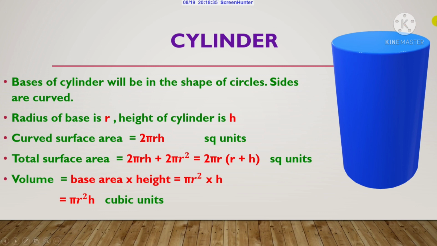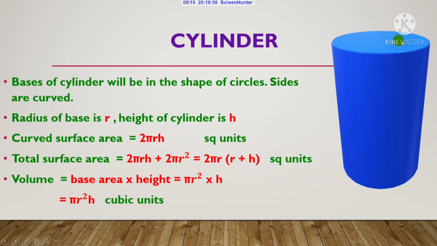The bases of a cylinder are in the shape of a circle. You can say this base, top and bottom, are in the shape of a circle. You can observe clearly, and the sides are curved. So in the base, this is the radius, and this is the height of the cylinder.